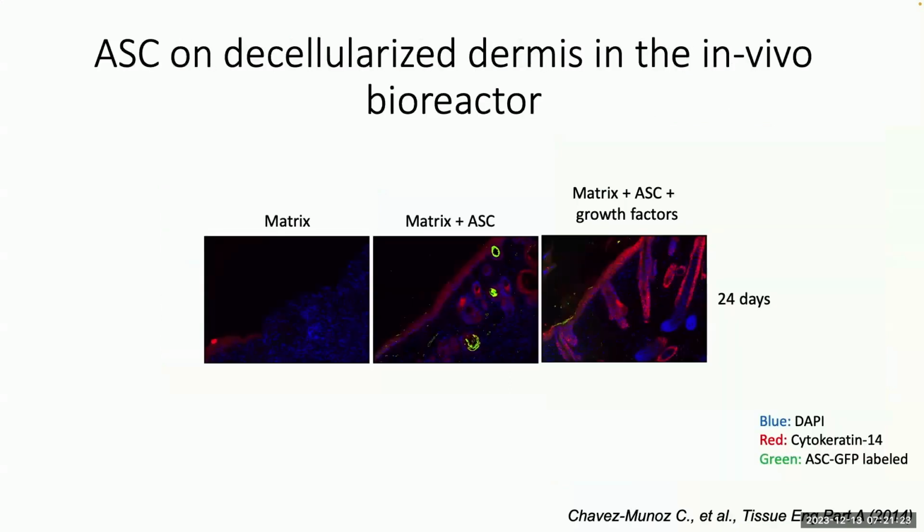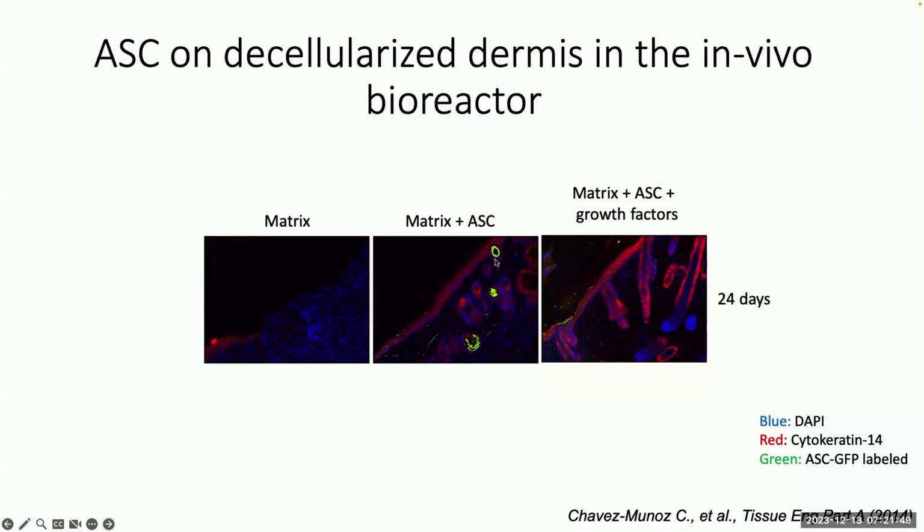So we did that. Then, as I said, we decided to say, well, if I use adipose-derived stem cells and put them in the in vivo bioreactor with the appropriate stimulating factors, what happens? As you can see, if I add the appropriate growth factors, I start seeing structures that look like hair follicles. And if I don't add the growth factors, then nothing happens.